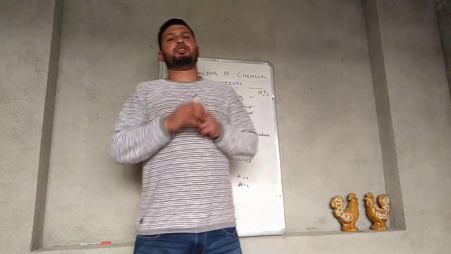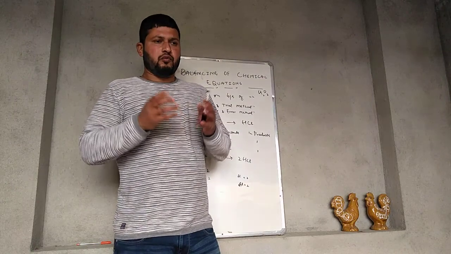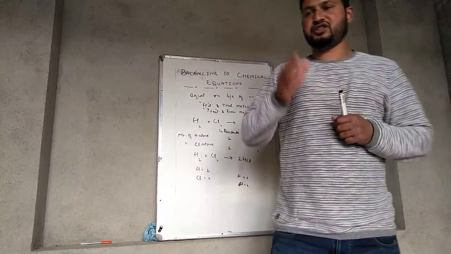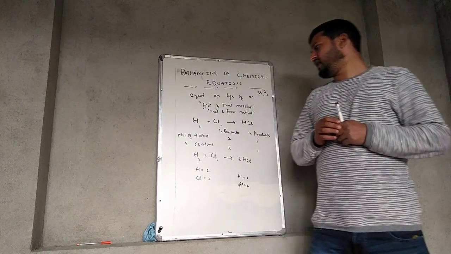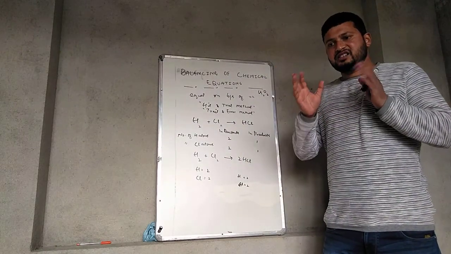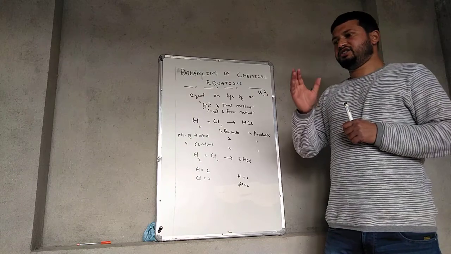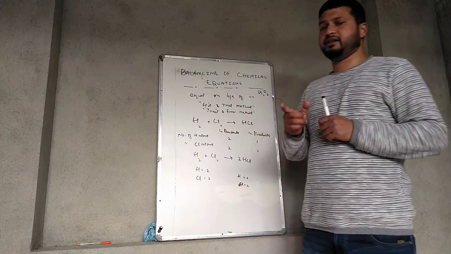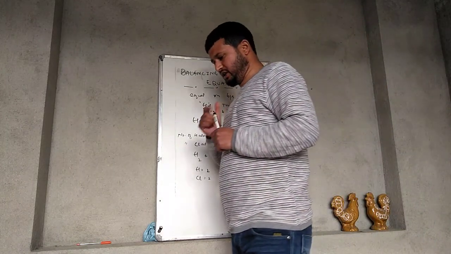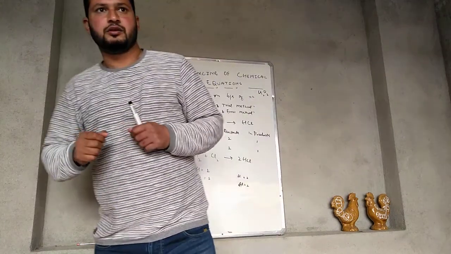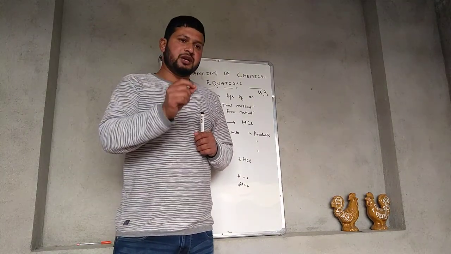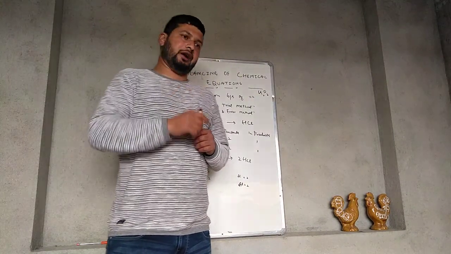An important question arises: why do we need to balance a chemical equation? It's the most important point. The balancing of chemical equations is done in order to satisfy the law of conservation of mass, which states that matter can neither be created nor destroyed.